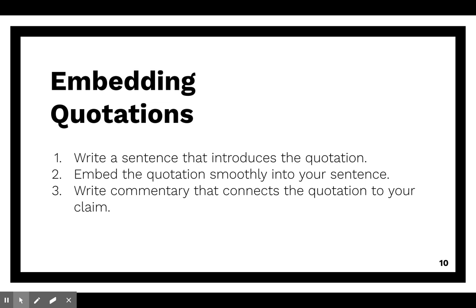And I think paraphrasing as well is a super important college level skill, because you are going to have to deal with complex text in college and be able to interact with those texts in a way that indicates your understanding and also indicates your writing ability, your ability to facilitate those sources into whatever you're writing. So this is just a good step-by-step way to do it. Write a sentence that introduces the quotation, embed the quotation smoothly into your sentence, and then write commentary that connects the quotation to your claim.